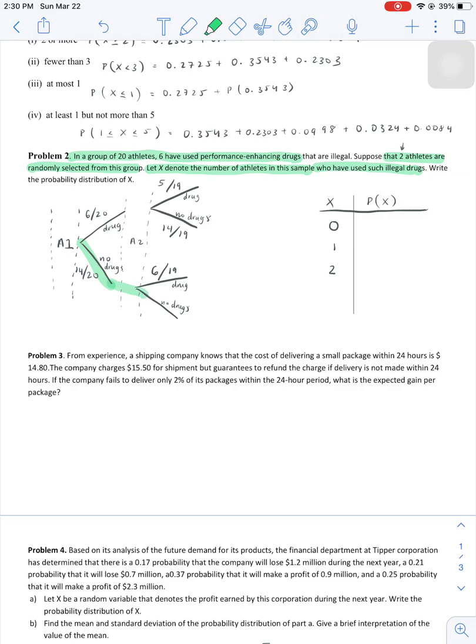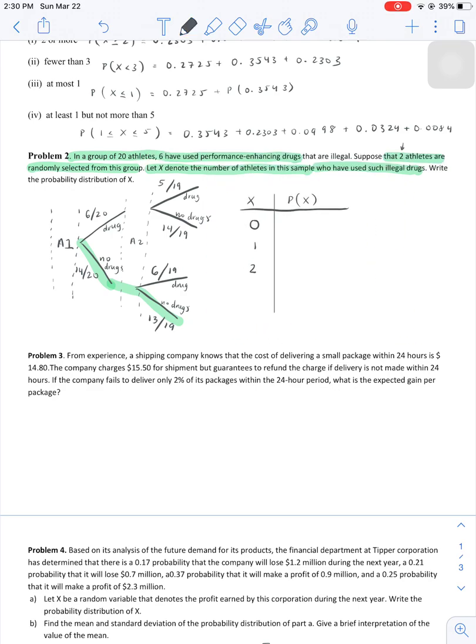Now let's look at the outcome where the first athlete did not take drugs and the second athlete didn't either. So then, originally we had 14 athletes who didn't take drugs. We took athlete 1 out of the sample, so now there are 13 athletes who didn't take drugs out of 19 total. So now we've filled in our tree with all the possible outcomes. Now we can fill in our table. I'll move this over here.